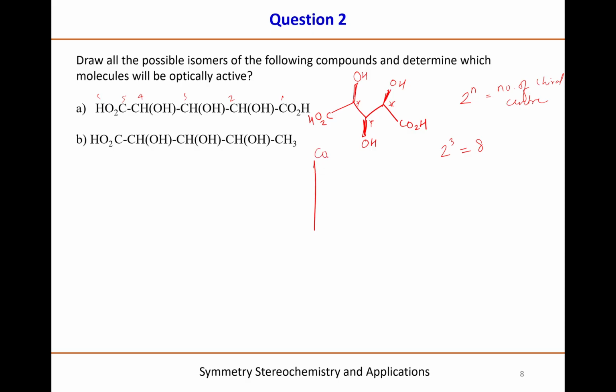CO2H. So in one case, all the OH are on the same side. By keeping 2 OH the same, I will write the other possible isomer. So here the OH will remain as it is. Here I am going to change it. This is one possible isomer.